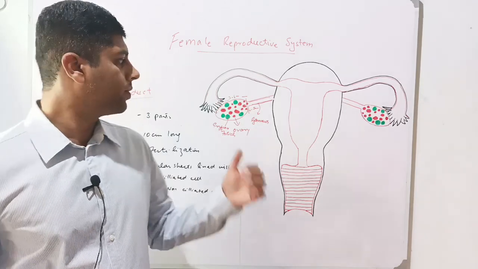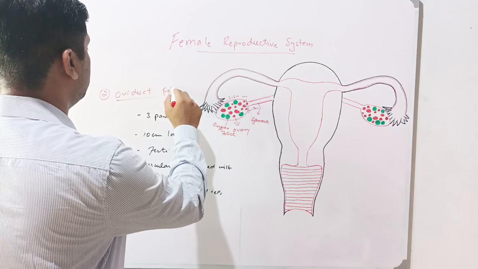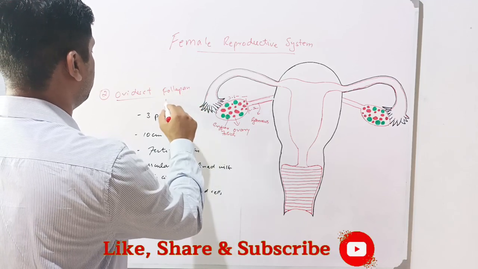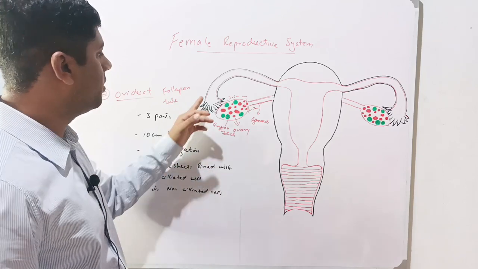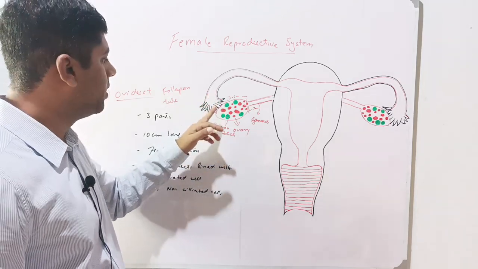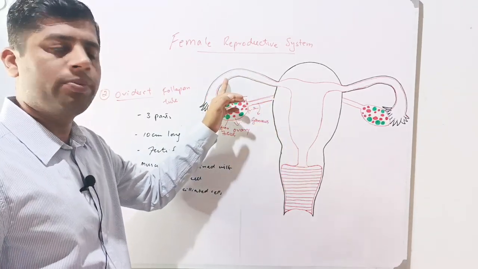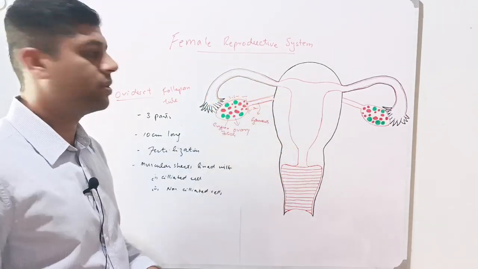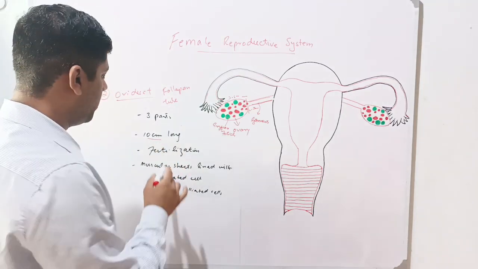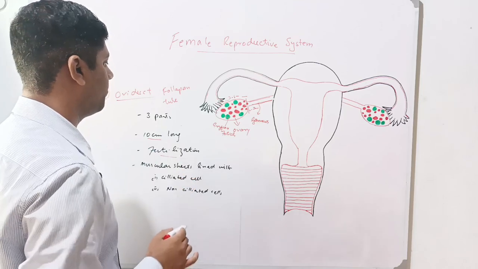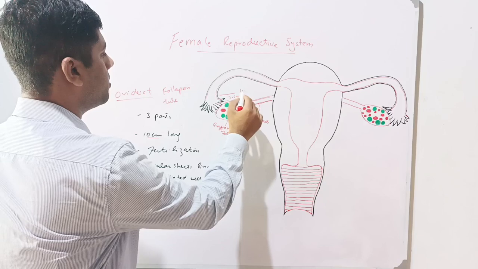The second part of the female reproductive tract is the oviduct. It's also called the fallopian tube. It is the initial or very first part of the duct system of the female reproductive tract. It starts from the ovary and penetrates the uterus. Basically, the oviduct or fallopian tube carries the ova to the uterus. The fallopian tube or oviduct is 10 centimeter long and it is the site of fertilization.